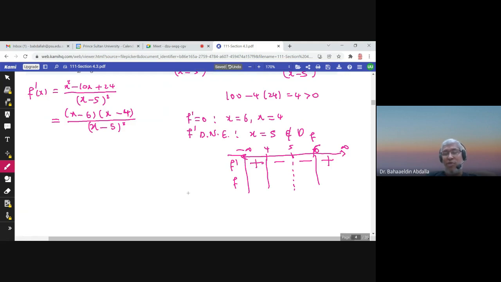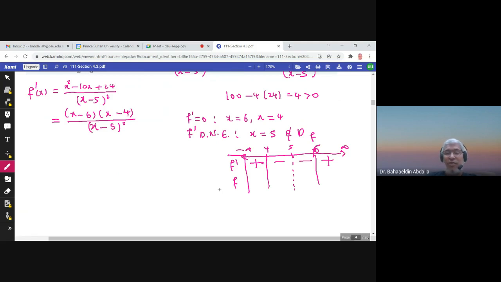Okay, you can do it quickly like this, or you can take a number in each interval and find the sign of f prime, or you can say that x minus 5 to the power 2 doesn't affect the sign, so x minus 6 times x minus 4, and this is degree 2. Between the zeros, the sign is opposite to x squared, so between 4 and 6, the sign is negative.